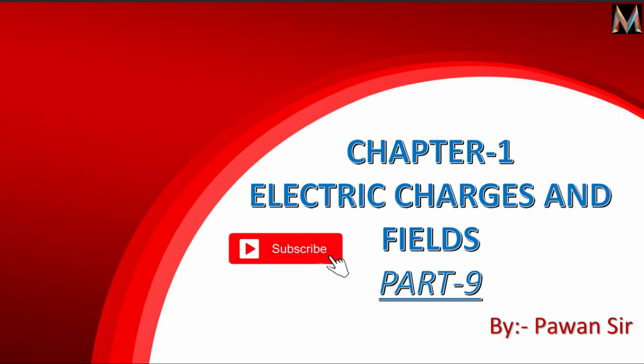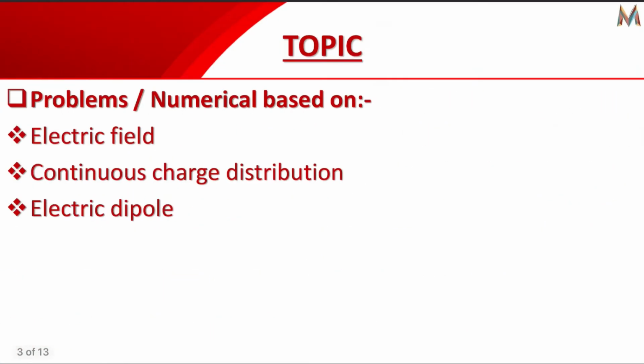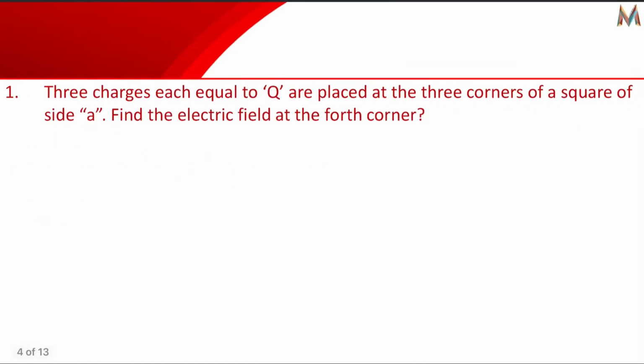In that we will do today part 9, in which we will discuss numerical problems based on electric field, continuous charge distribution and electric dipole. So let us start doing questions. Question number 1. Three charges, each equal to Q, are placed at three corners of a square of side A. Find the electric field at the 4th corner. We have to find the electric field at the 4th corner.